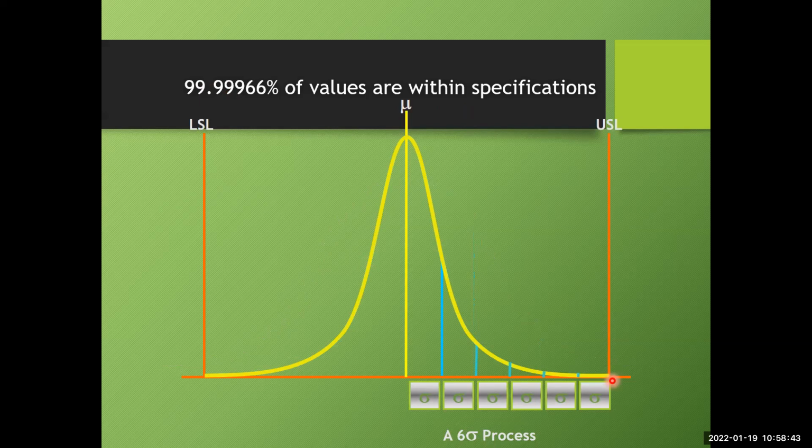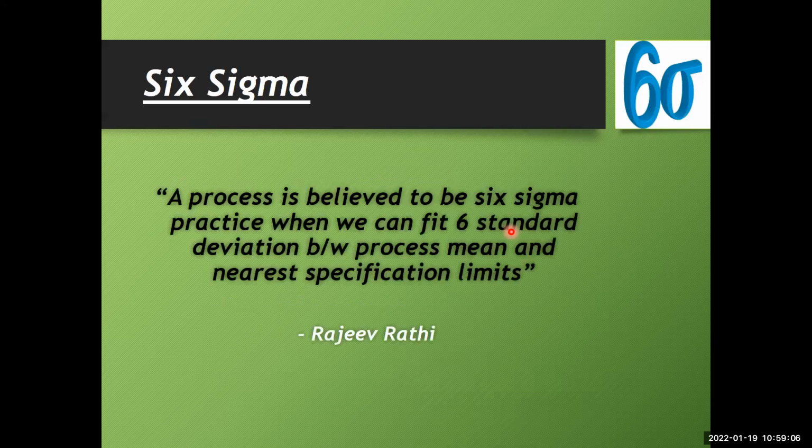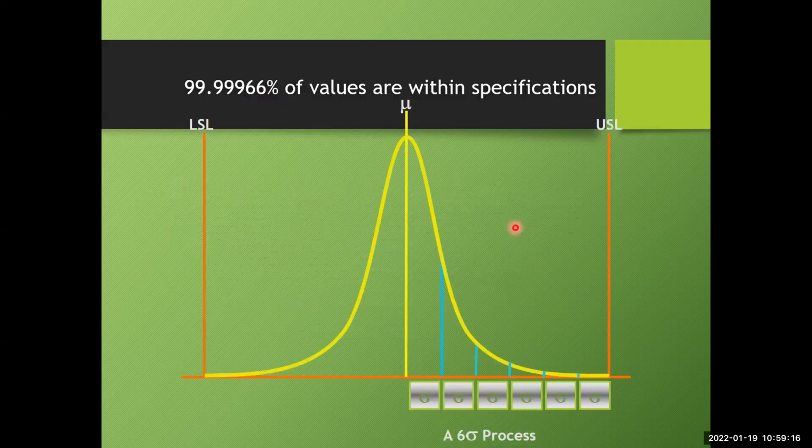And how do we find this DPMO, defects per million opportunities? It is the number of defects in a sample divided by the total number of defect opportunities, normalized to 1 million. In this way we can calculate defects per million opportunities, a very key indicator of Six Sigma. A process is believed to be Six Sigma when one can fit 6 standard deviations between the process mean and the nearest specification limit.